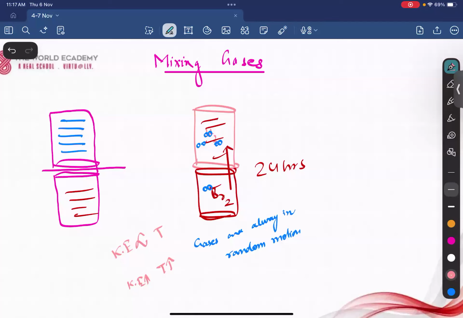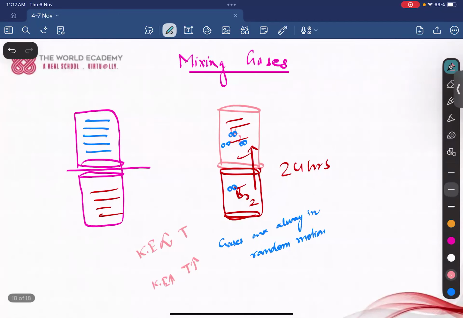Okay, so kinetic energy here is increasing. It means the motion of the molecules will increase and the random motion will also increase. So if they increase the speed, they are going to mix early.